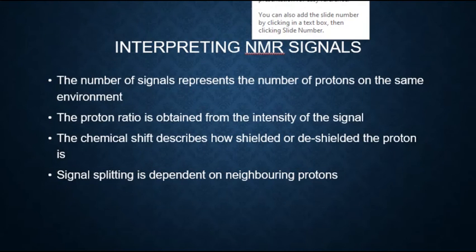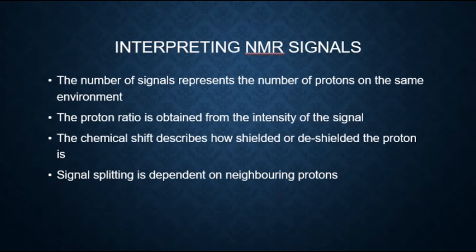When interpreting NMR signals, there are four important factors that must be taken into consideration. 1. The number of signals will represent the number of equivalent protons that are all in the same chemical environment. 2. The intensity or size of the signal will be used to obtain a ratio of that specific type of proton. 3. The position of the signal will provide a chemical shift, where the position of the peak in the NMR spectrum will indicate how de-shielded or shielded the proton is. And finally, 4. Signal splitting will be represented by the number of peaks or lines that a proton signal will split into depending on the other proton neighbors.